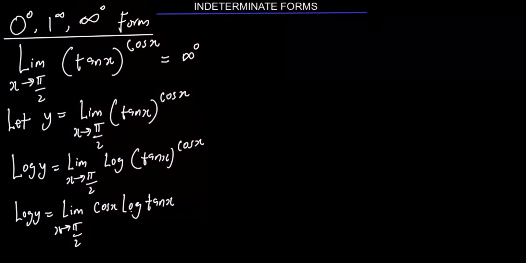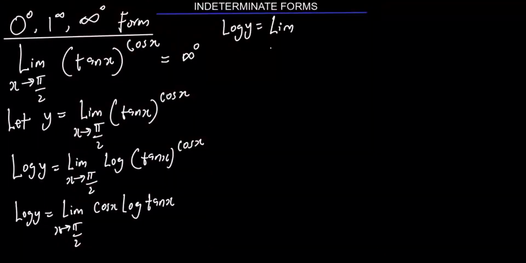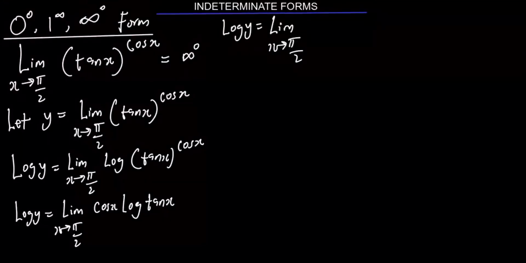Now, what will you do from here? Now, I'll have log y equals to the limit as x tends to pi over 2. Now, observe what happens here. Let's try to substitute. If I put my 90 degrees here, let's try to evaluate this limit. Let's see what we're going to get. Remember, the power has come down. Cos of 90 degrees will give me 0 times here. Remember, tan 90 is infinity. Log infinity is infinity. So see what you're having. You are going back to the previous form of 0 times infinity.